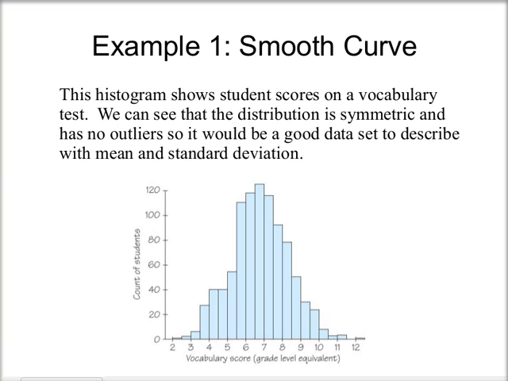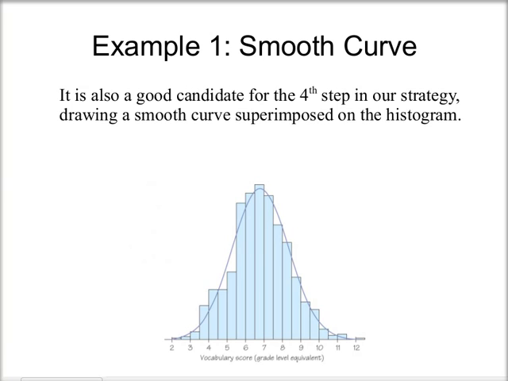This histogram shows student scores on a vocabulary test. And we can see that the distribution is symmetric and doesn't have any outliers. So it'd be a good data set to describe with mean and standard deviation. And it's also a good candidate for the fourth step in the strategy, which is drawing a smooth curve superimposed on the histogram. So we've got a smooth curve drawn on here, and it approximates pretty well the shape of this histogram. And if we have a symmetric bell-shaped curve like this one, this is called a normal curve.